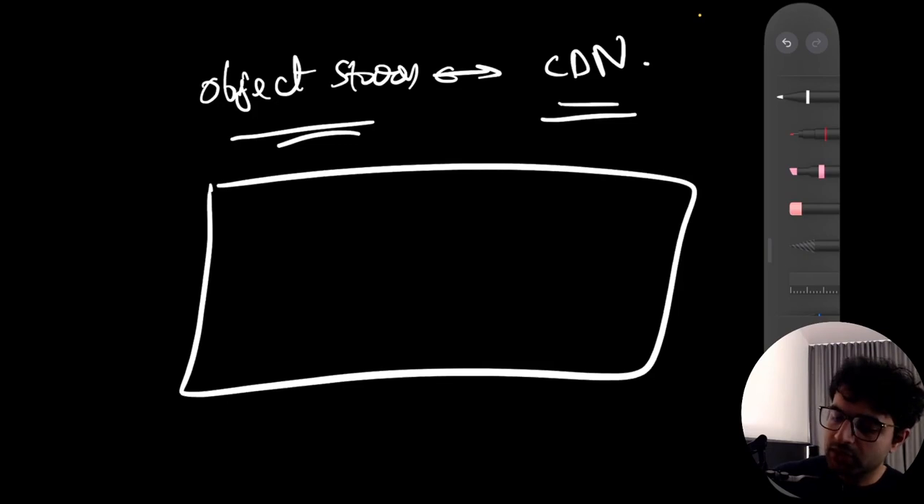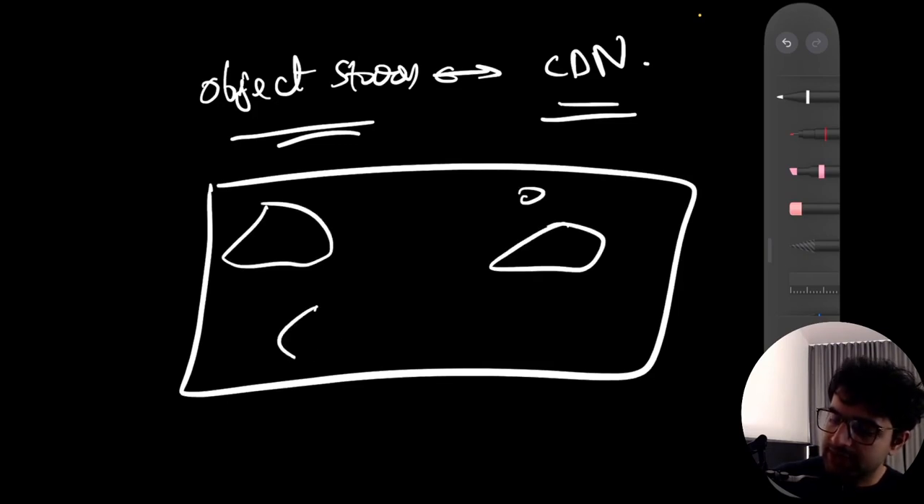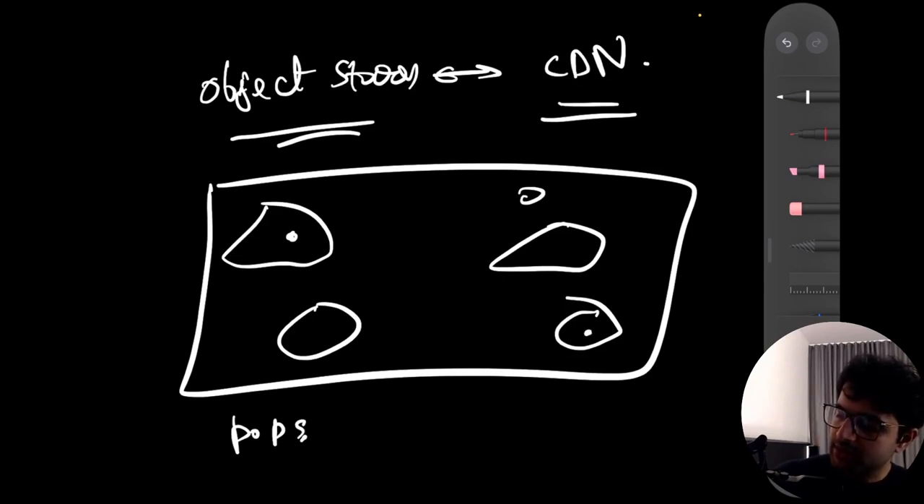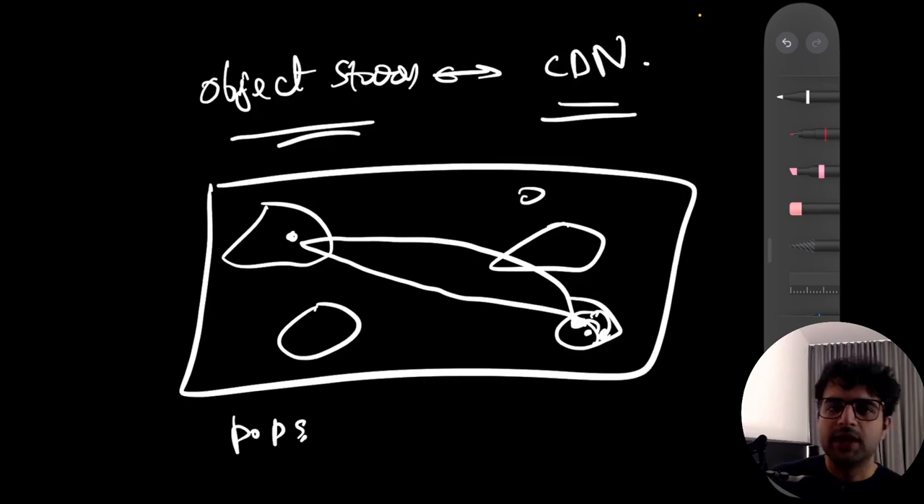The object store stores your files in a single location, let's say US East. The CDNs have multiple servers all around the world, multiple POPs all around the world. And whenever someone in here asks for something specific, the request first goes to the POP. If the content already exists here, you get it back. If the content does not exist here, the POP asks the source of truth, gets it back, and then caches it over here so that all future requests to people here can be served via this POP.